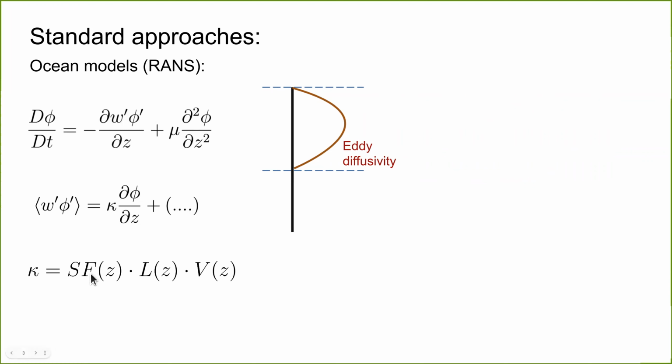The term kappa is almost always modeled as equal to a length scale L multiplied by a velocity scale V, and it might involve a non-dimensional shape function. The figure over here shows a sketch of vertical eddy diffusivity. The top blue line is the sea surface, and the second blue line is the base of the boundary layer. Eddy diffusivity is zero at the top and the bottom, and the shape function and L and V make it positive in between. In existing physics-based approaches, the shape function, L and V are based on physical principles.